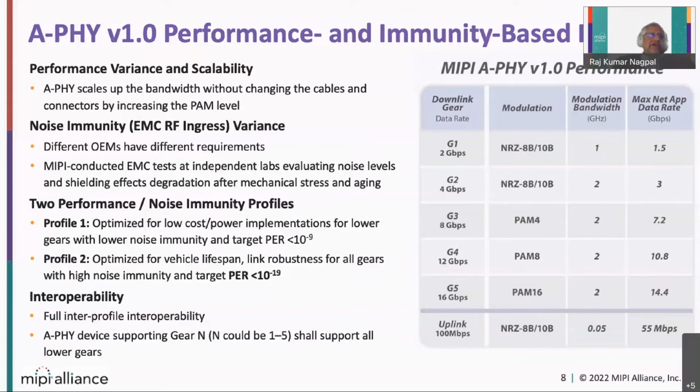packet error rate. Okay, interoperability, this is fully interoperable. You can move from one profile to another. Okay, and a higher profile, like a higher gear implementation, will always ensure that the lower gears are supported. Okay, so this is a very robust, very reliable, completely interoperable solution supporting different profiles based on your application need, and it's a very broad offering from the MIPI A5 domain. Okay.